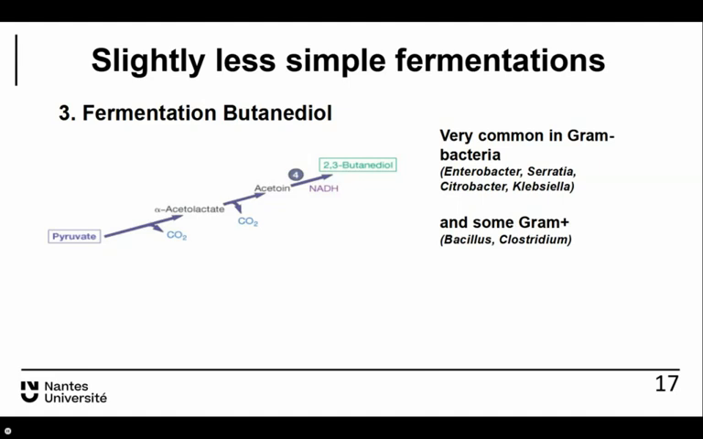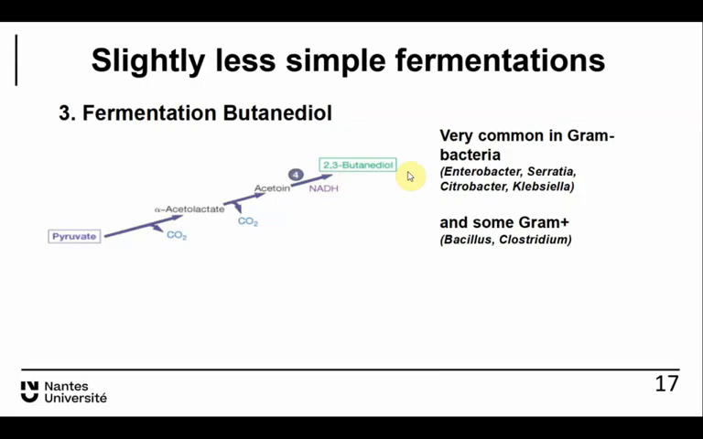So one of them is butanediol fermentation. So you start off with pyruvate. And what's going to happen here is, you remember pyruvate's a 3-carbon molecule. But the first step is to combine two of them together. That gives you acetolactate. So that's 5 carbons. And it kicks out one molecule of carbon dioxide. Then once again, another molecule of carbon dioxide comes out. This gives you acetoin. And then this will be reduced by NADH to recycle the NAD plus to give you 2,3-butanediol.